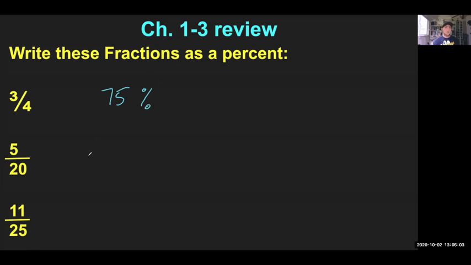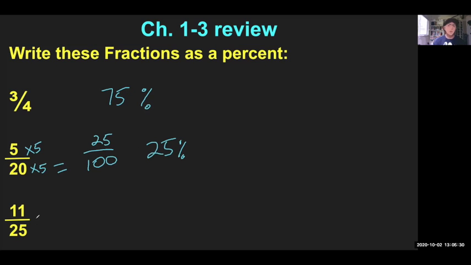All right, so now I'll do this one. If you want to write 5 over 20 as a percent, remember percent means over 100, right? So what do you have to do? Times 5 equals that. And so then you have to do times 5 here. So that is 25 over 100, which is what percent? It just means 25%.